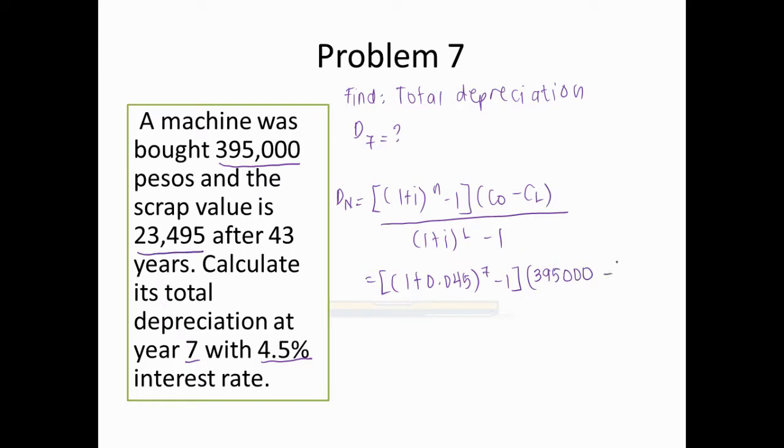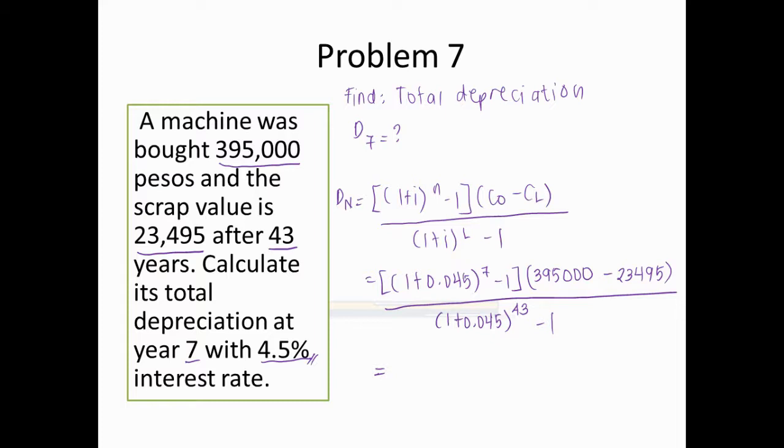another term for salvage value, which is 23,495 pesos, all over (1 plus 4.5% or 0.045) raised to its useful life, 43 years, minus 1. So, it's quite long, but you can use your calculator to solve. You can pause this video and hopefully try solving this one.